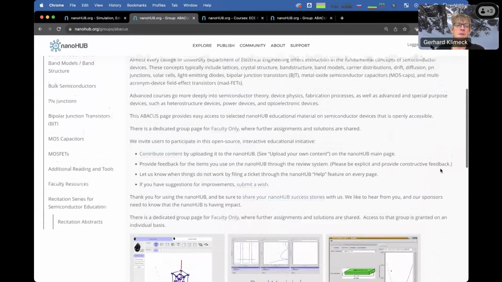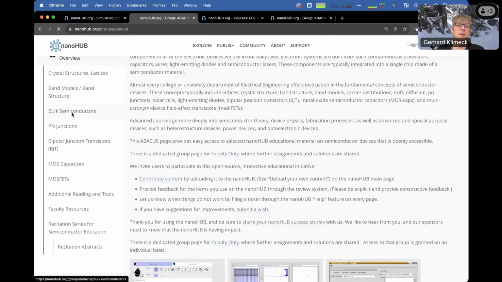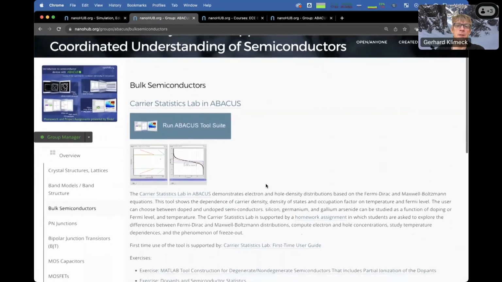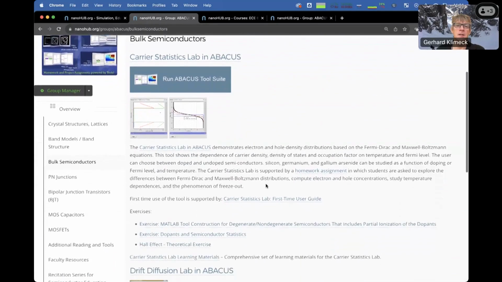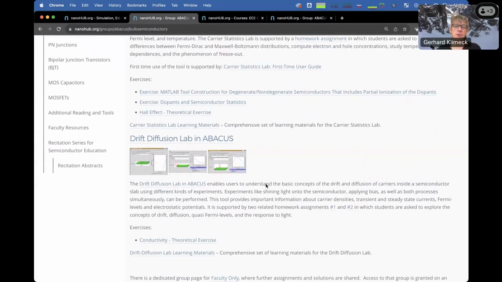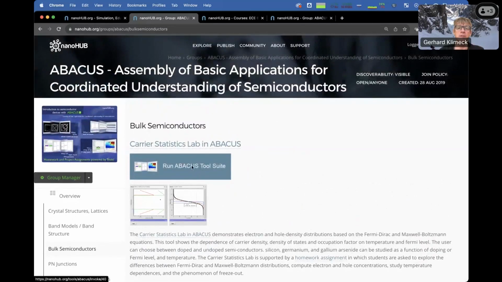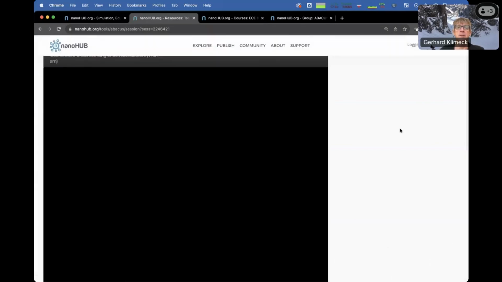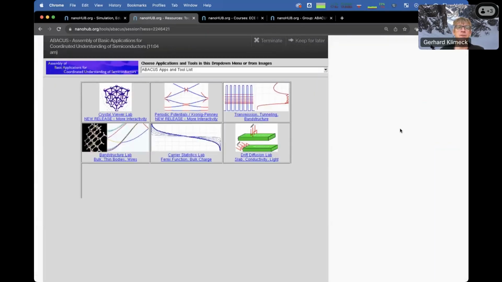And each of these items here that I just rattled down has a sub-page. So if I go to bulk semiconductors here, there's a couple of tools. There's a carrier statistics lab and a Drift-Diffusion-Lab. And I'm going to look at the Drift-Diffusion-Lab more intensely today, where you can do things that you might teach otherwise just in analytical expressions. So if I click on here, I'll go there. If I click on Abacus Tool Suite, either way, it takes me to a tool on nanoHUB, and specifically the Abacus tool. So it's firing up this tool right now.